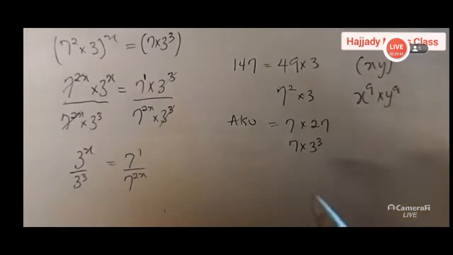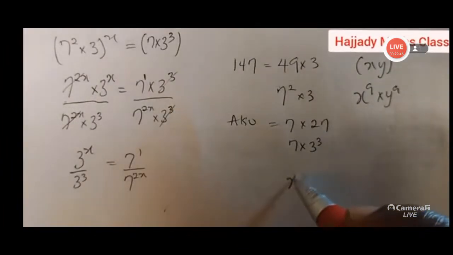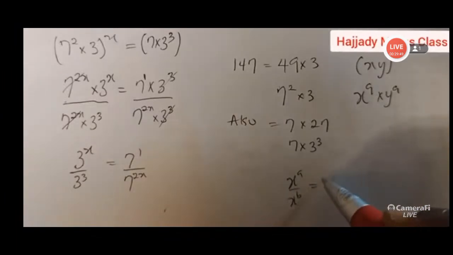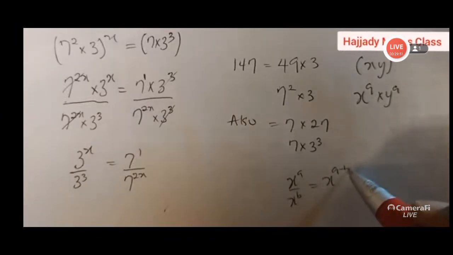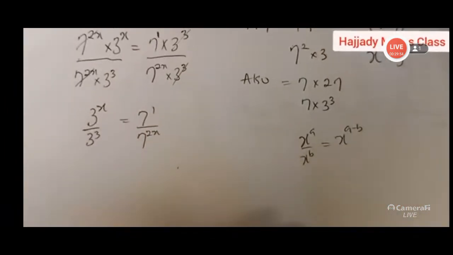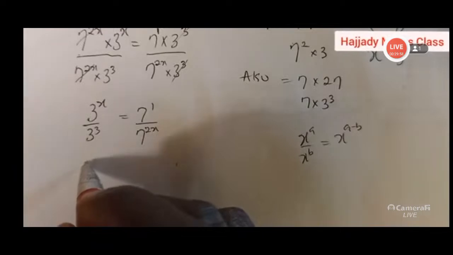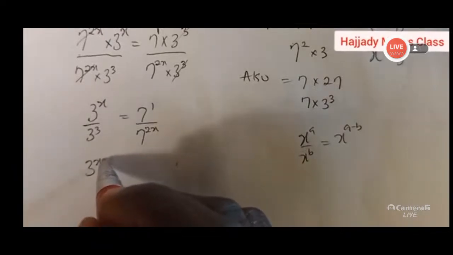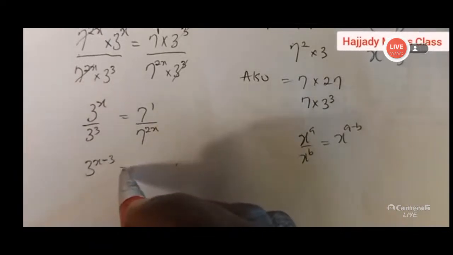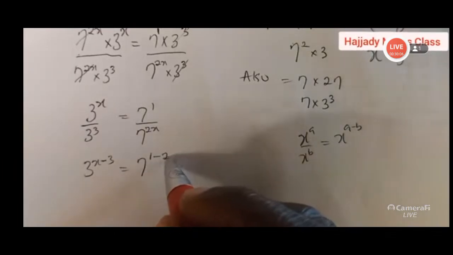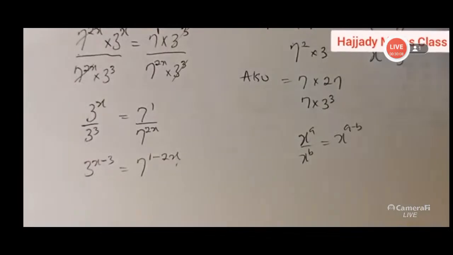Now, using the method of indices again, that we have when s raised to power a over s raised to power b, the division rule, we are going to have s raised to power a minus b. You can check some of our videos on indices. Now, at the left hand side here, we are having 3 raised to power x minus 3 equals 7 raised to power 1 minus 2x.